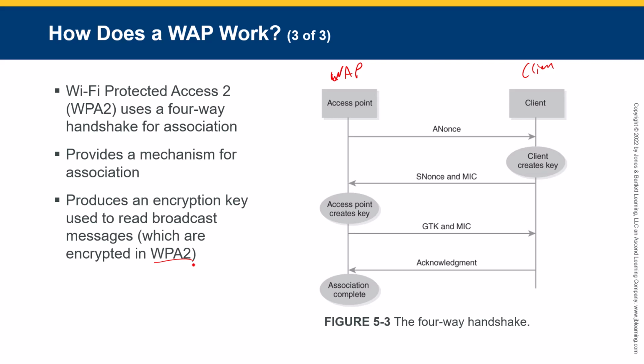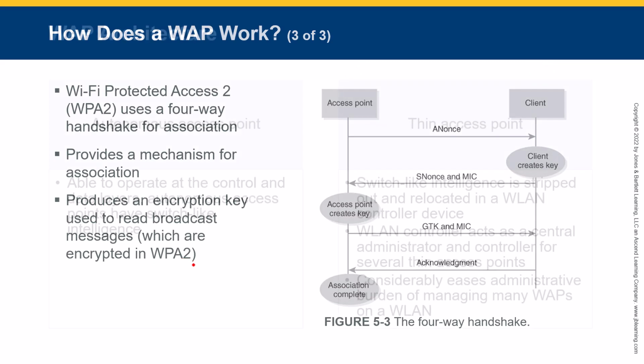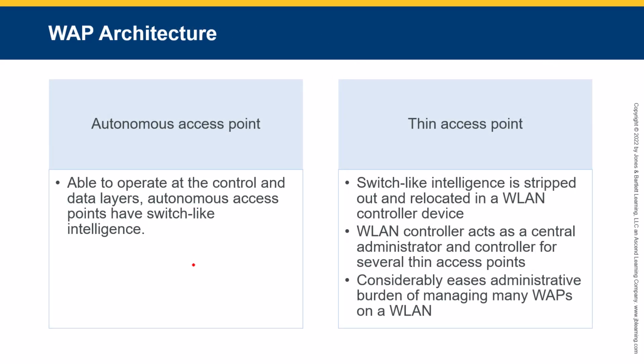There are different ways for access points to operate. Autonomously, being able to operate at the control and data layer, this will allow the access point to be more like a switch intelligence, where we also have thin access points, where the switch-like intelligence is stripped out and located on the controller itself.